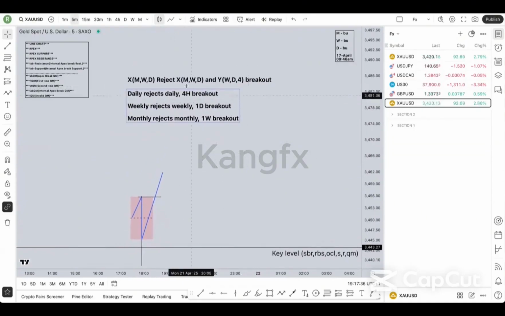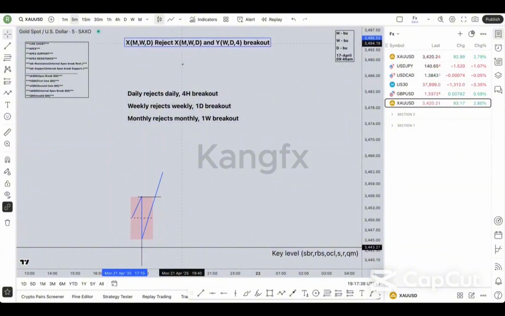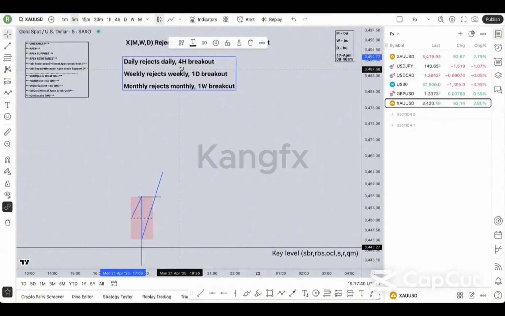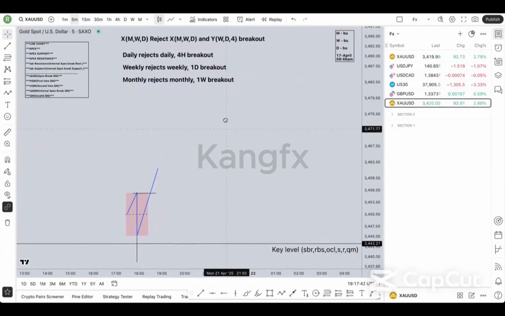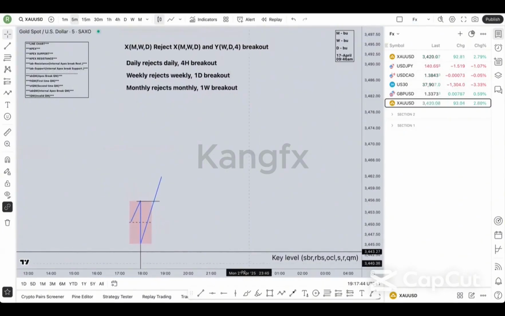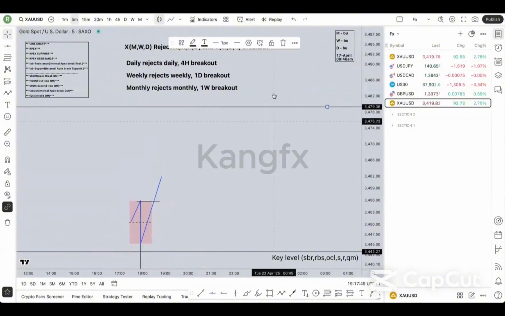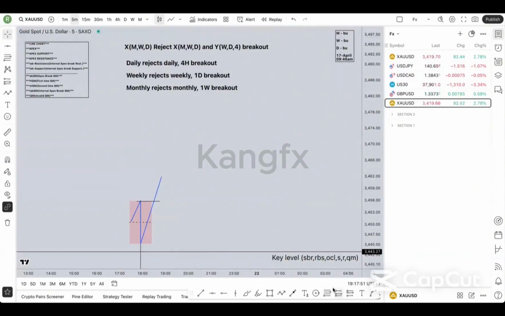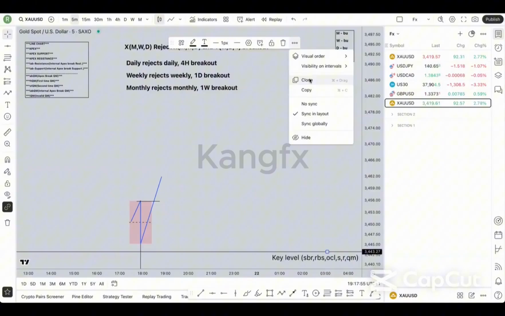Now, if this is how a storyline begins, how does a storyline end? A storyline ends the same way it begins. This is how we get a bullish storyline. To get a bearish storyline, the same thing. This is a key level here, which can be any of the key level support or resistance that we planned.